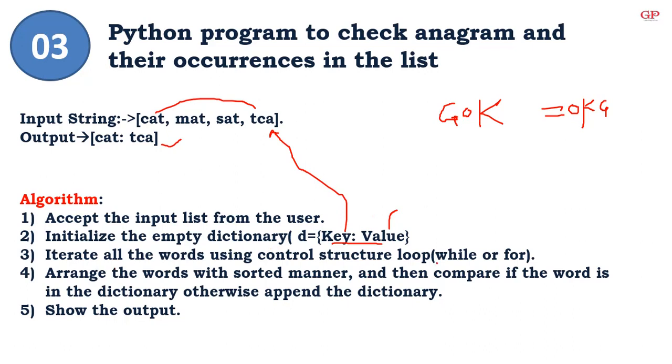Iterate all the words using a loop control structure. So we have to iterate the complete list. Arrange the word in a sorted manner and then compare if the word is in the dictionary. Otherwise, append to the dictionary and show the output. So I'll show you the outcome of this program, how the anagrams are displayed in the output. So now we'll see through the coding.